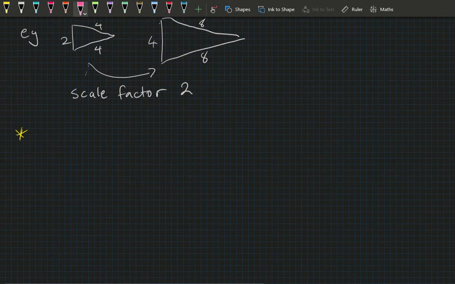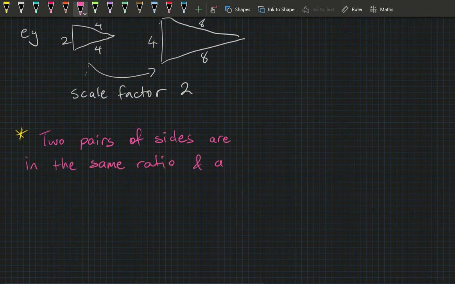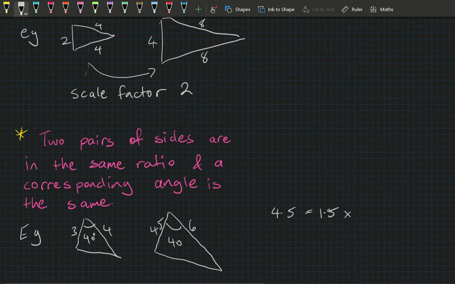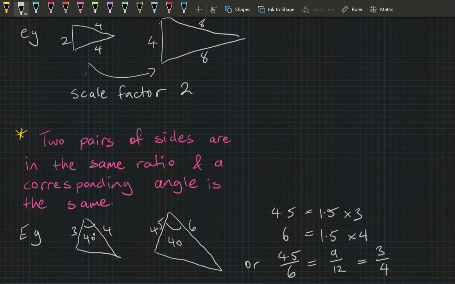We can also test if two pairs of sides are in the same ratio and the corresponding angle is the same. So for example, these triangles that have sides 3 and 4 with 40 degrees, and 4.5 and 6 with 40 degrees, are similar because 4.5 equals 1.5 times 3 and 6 is equal to 1.5 times 4. Or 4.5 on 6 is equal to 9 on 12 when I multiply top and bottom by 2, which simplifies down to 3/4. So therefore you can see we have the ratios between the sides that matter. And obviously they share the same angle, 40 degrees. And this type of test is called side, angle, side, or SAS.